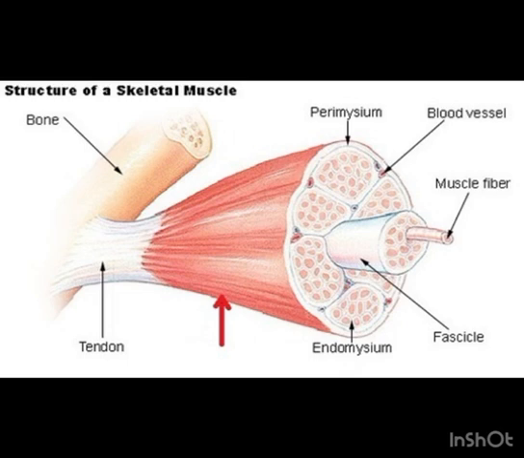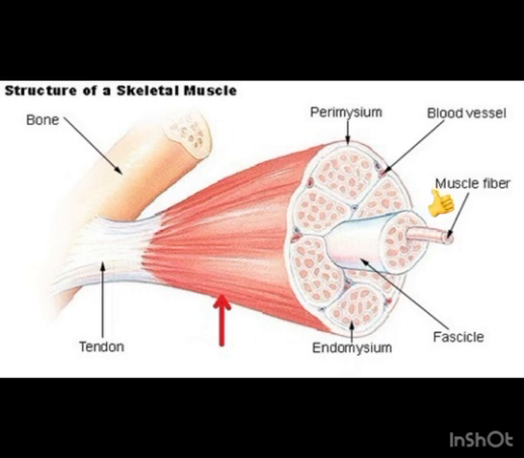The outermost layer that surrounds the entire muscle is called epimysium. It's not labeled on this photo, but it'll be where that red arrow is at. Then we have the perimysium, which surrounds the bundles of muscle fibers. And these individual bundles of muscle fibers are called fascicles. Each muscle fiber within the fasciculus is surrounded by a connective tissue called the endomysium.